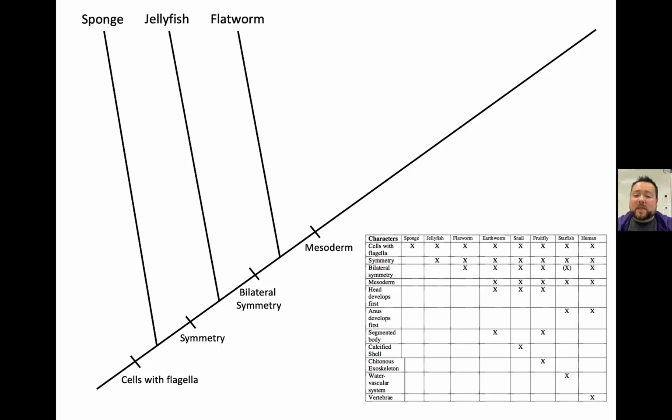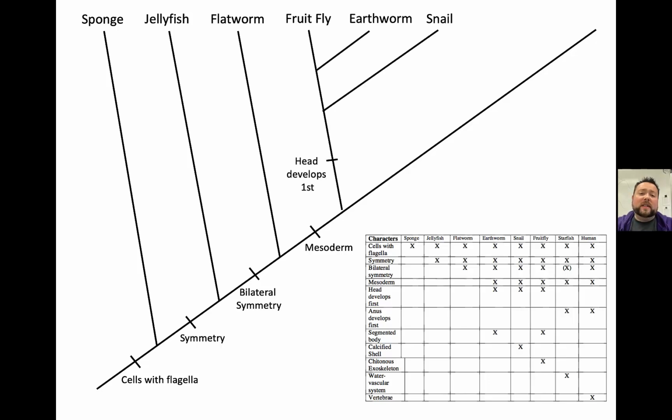But now we start getting into some things where, when I look at this, the head develops first, and that's true for earthworms, snails, and fruit flies, but it is not true for starfish and humans. And so for that reason, I'm not going to be able to place my character along that bottom line. So I'm going to take those 3, the earthworm, the snail, and the fruit fly, and they are going to go on their own branch here. You see how I place the head develops first up and above, so that means that everything after that, the fruit fly, the earthworm, and the snail, all have their head developing first as they are growing.